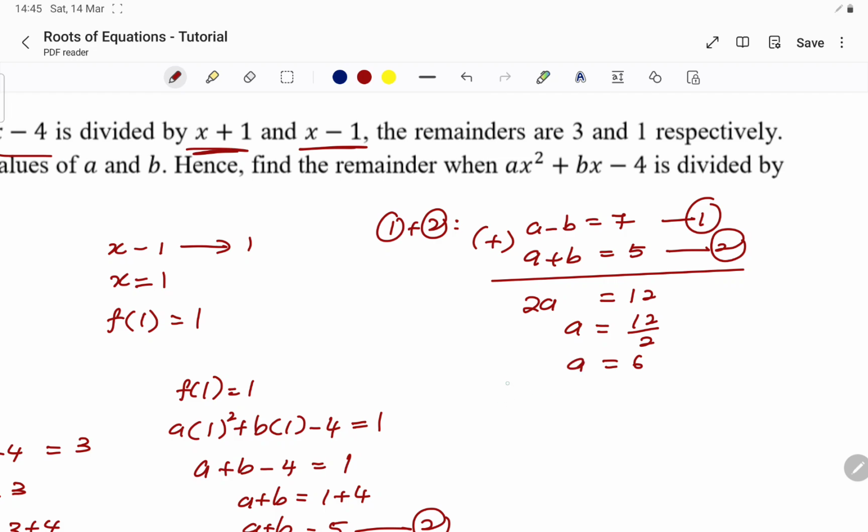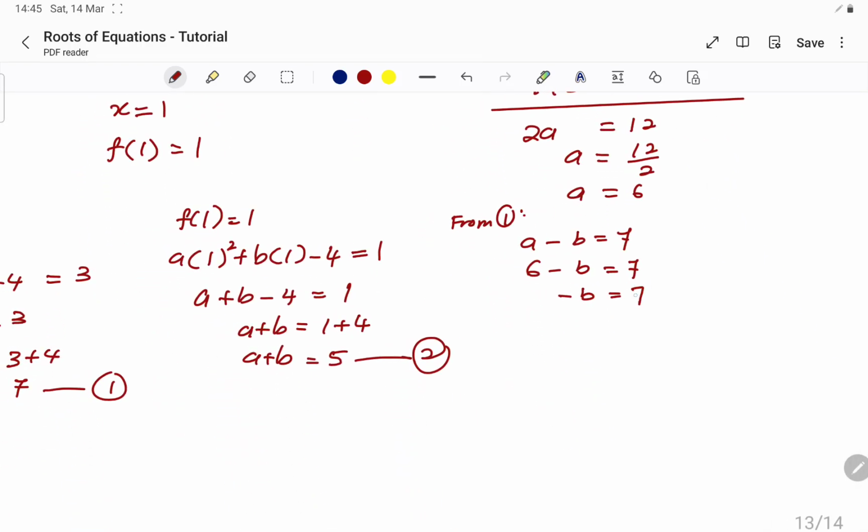Then you substitute a into any equation, maybe into equation 1. So a minus b is equal to 7. With a equal to 6, 6 minus b equal to 7. So negative b will become 7 minus 6, and you're going to get 1. So negative b is 1, so b is equal to negative 1. From this you get a is equal to 6 and b is equal to negative 1.